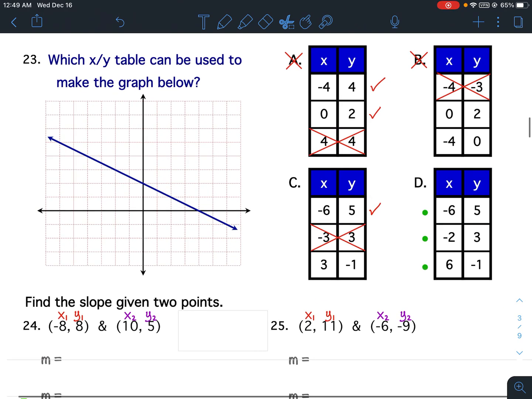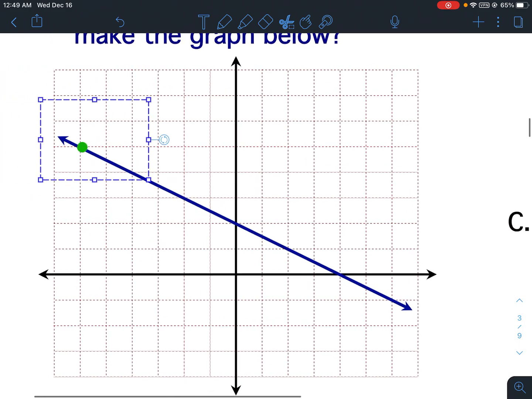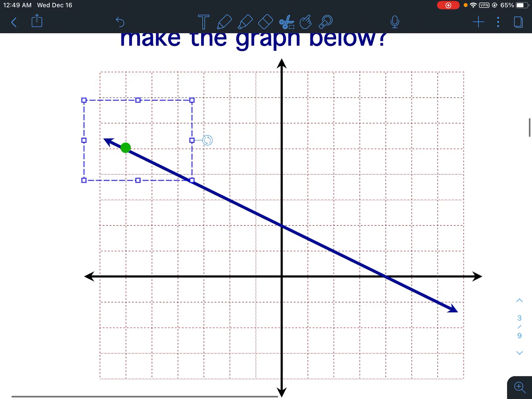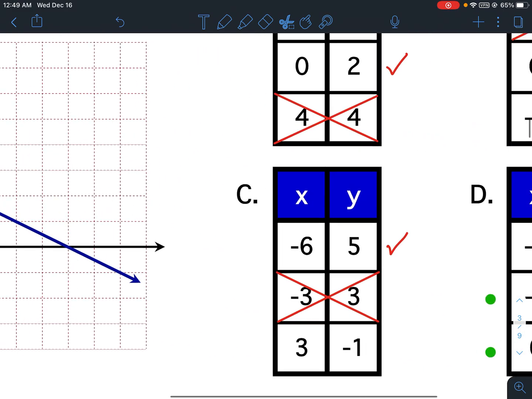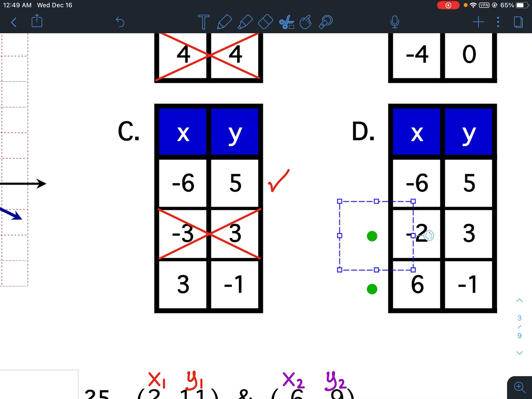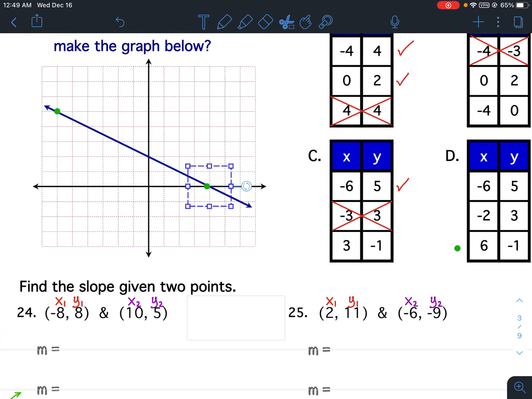So it looks like D is our answer, but do not just circle that and say, yep, we're right. You need to check and make sure the points fall on the line. And the points, I want you to plot the points on the line. So -6, 5, we know falls on the line because it did for the last problem. -2, 3. That falls on the line.